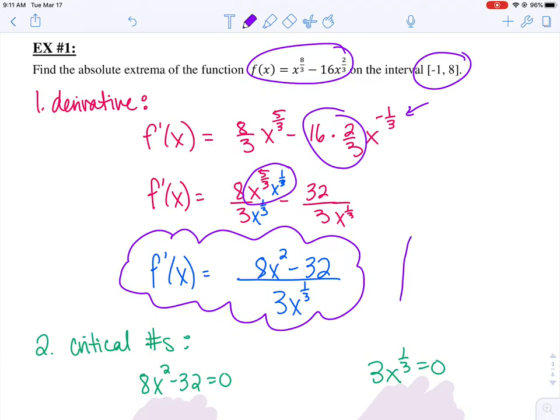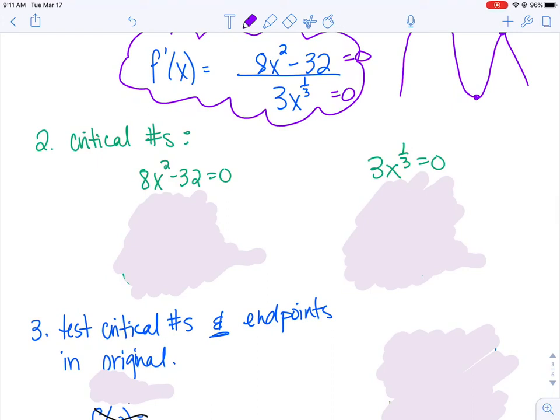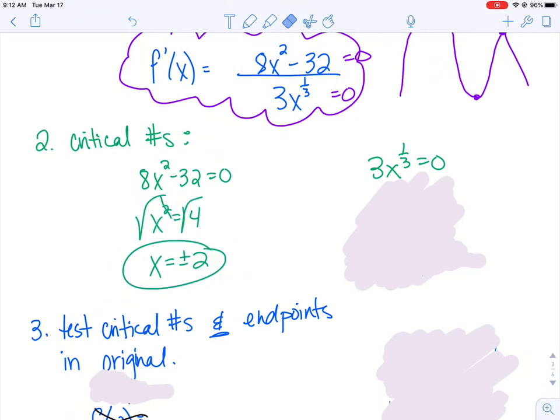My next step is to find my critical numbers. Remember, that's where my derivative equals 0 or does not exist, right? I want to find all those places where I could possibly have highs and lows, where the derivative equals 0, or maybe where the derivative doesn't exist. So let's find those critical numbers by figuring out where the derivative equals 0, that's the top equal to 0, and where the derivative maybe doesn't exist, that's the bottom equal to 0. I'd like you to pause the video, solve both of these equations, and find me your critical numbers, please.